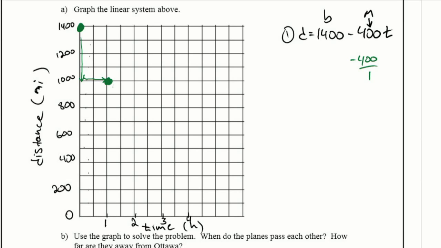I'll maybe do this another time. I'm going to go down 2, 4, across another hour. Down 2, 4, across an hour. There we go. So I have 4 points using my slope and my y-intercept, and I'm going to go ahead and connect those points with a line.